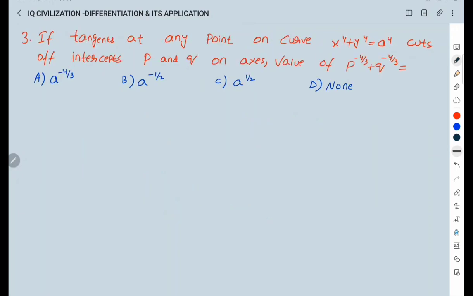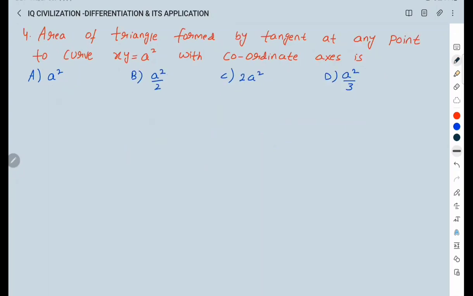See, just like the previous model, tangents at a point on the curve x power 4 plus y power 4 is equal to a power 4. We need to find the value of p power minus 4 by 3 plus q power minus 4 by 3. So again, same story: x power 4, y power 4, a power 4, just like the previous trick. So p power minus 4 by 3 plus q power minus 4 by 3 is equal to a power minus 4 by 3, same. Okay, next one.